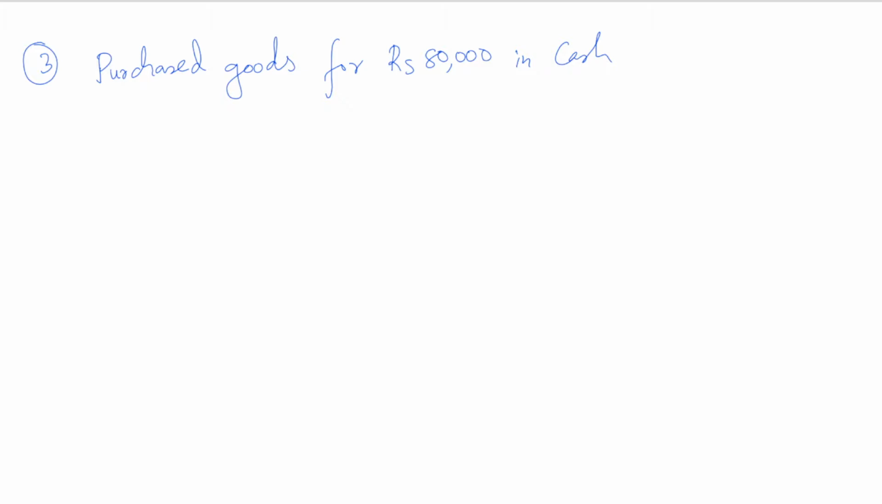So we have received so many responses in the chat section. This will be the purchase account debit to cash. Purchase debit, because goods are coming to the business, and cash is going out of the business. So purchase account debit 80,000, cash account credit 80,000. Right? Correct, Rajiv ji.